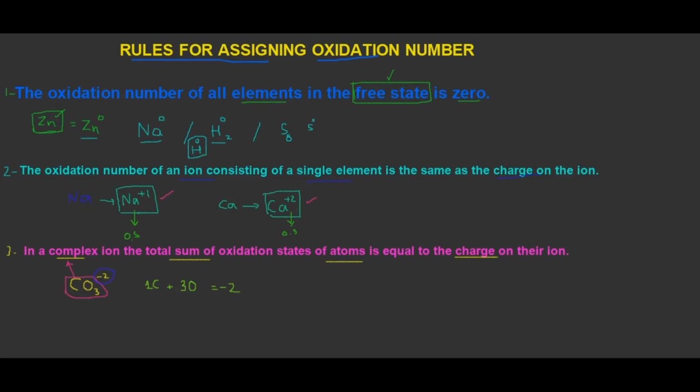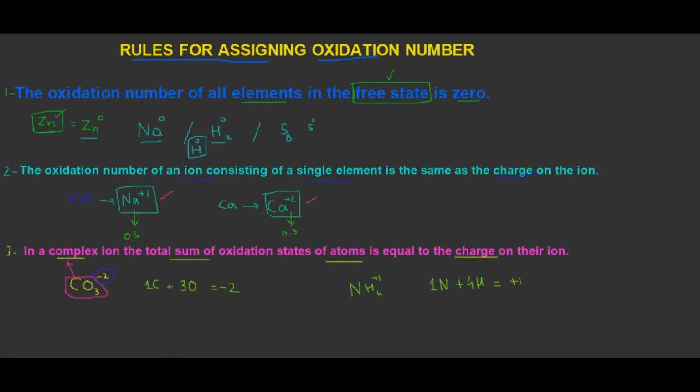Similarly, if we have another complex ion, NH4, which is known as the ammonium ion, it is also a complex ion because it is composed of nitrogen and 4 hydrogen atoms. As you can see in the molecular formula for the ammonium ion, we have 1 nitrogen atom bonded to 4 hydrogen atoms. Now the sum would be equal to +1.